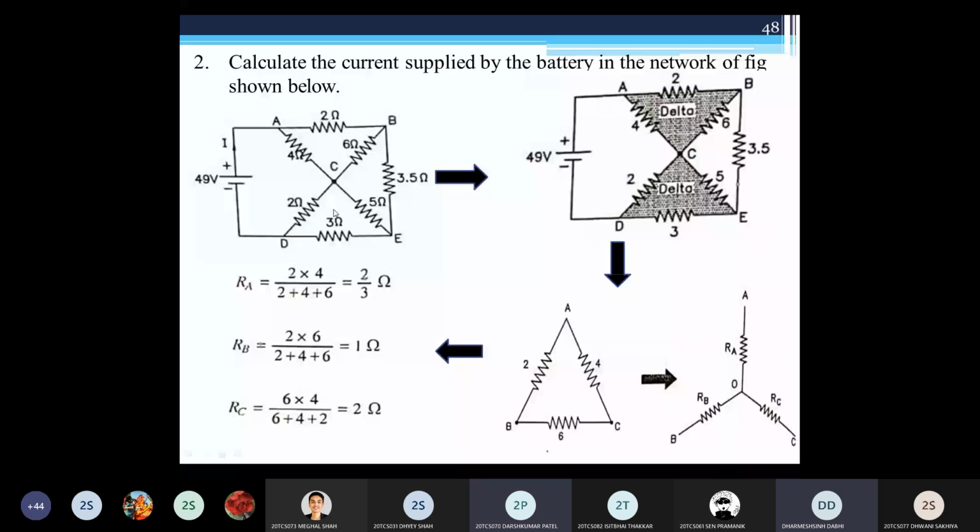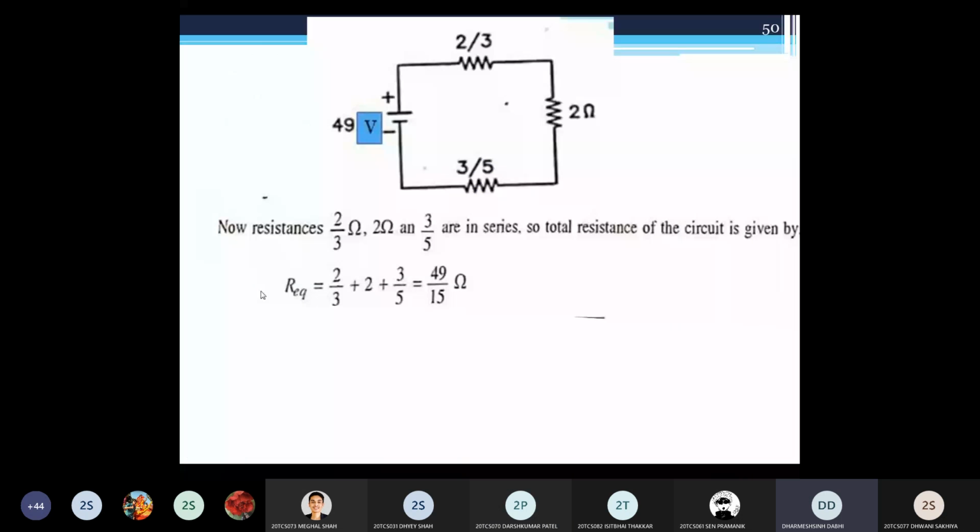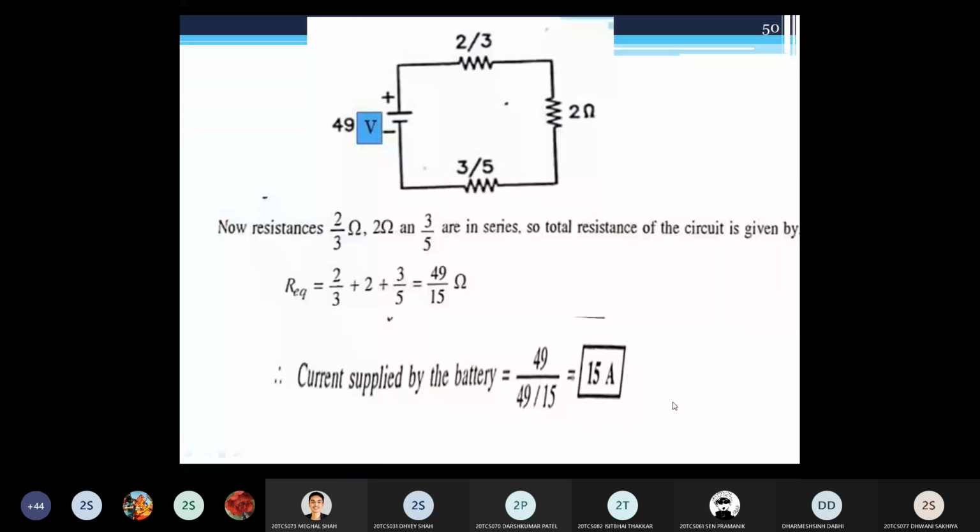Okay, sir. 15.03 ampere. Yes. What is the answer? 1 point. 15, sir. 15.03. Yes. It is almost 15 ampere. Your R equivalent is 49 divided by 15. So current is voltage divided by equivalent resistance. So you get 15 ampere. So I think all of you now understand how to convert this star into delta or delta to star. Okay.